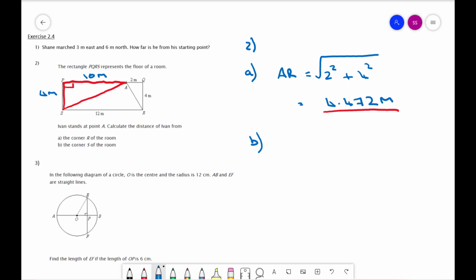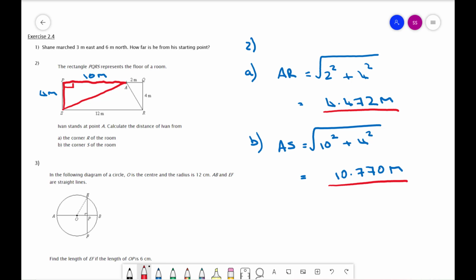So using Pythagoras' theorem, we can say that AS is equal to 10 squared plus 4 squared, all square rooted. So on your calculator, 10 squared plus 4 squared, and then square root that gives me a value here of 10.770 metres to 3 decimal places. So those are Ivan's two distances from the point he's standing to the corner of the room at point R and the other corner of the room at point S.